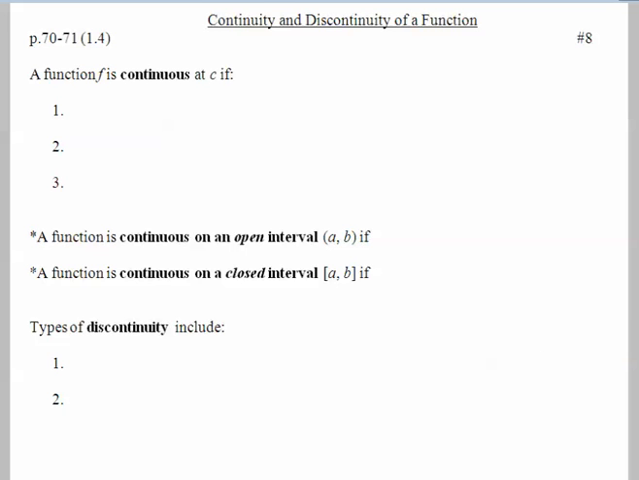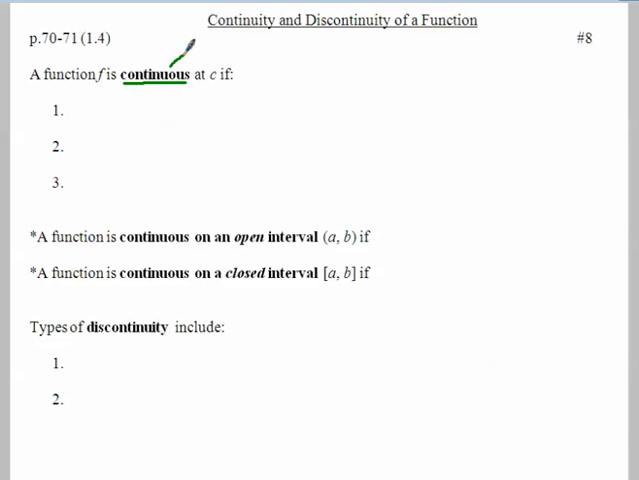We're going to talk about another really important topic here, continuity and discontinuity of a function. Our objective this time is to determine continuity at a point and on an interval. Now, what I want you to think about is what continuity means graphically.